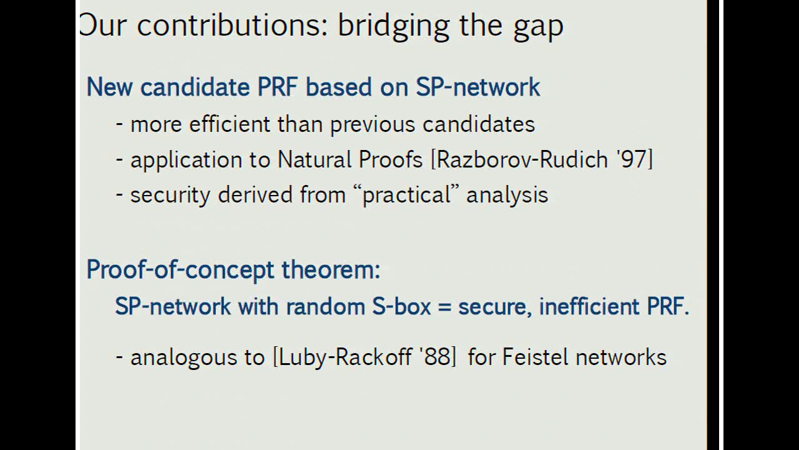The second contribution is a type of proof of concept theorem for the SP network structure. Specifically, we show that when you instantiate a certain component, the S-box, with a truly random function, then what you get out is a secure pseudorandom function. Of course, this is inefficient because it uses a random function, which with high probability is not efficiently computable. But still, this is, as I said, a nice proof of concept theorem showing that this structure is plausible for constructing pseudorandom functions.